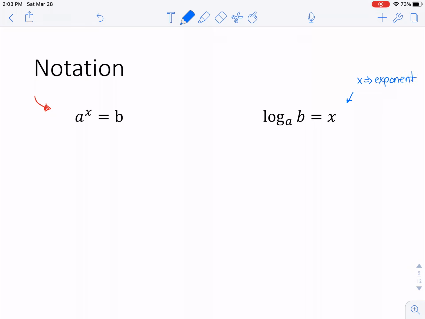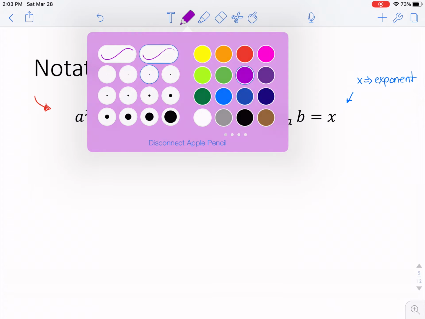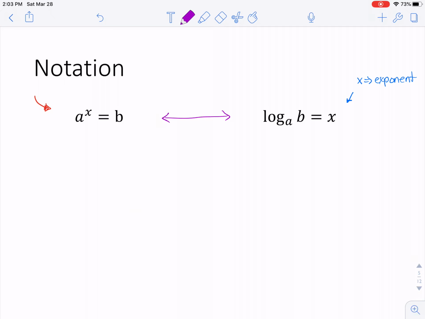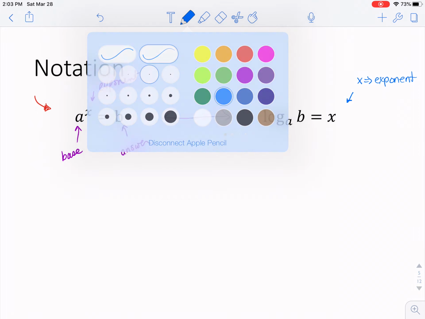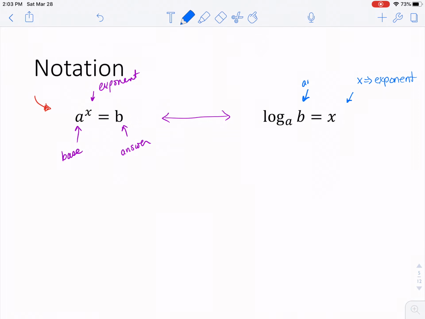Okay? So again, these two equations right here are the inverses with the variables in the exact places where they need to be. So notice, a is the base, x is the exponent, and b is your answer. So when we take the logarithm of your answer with base a, we get our exponent as the result of the logarithm. So this is just notation.